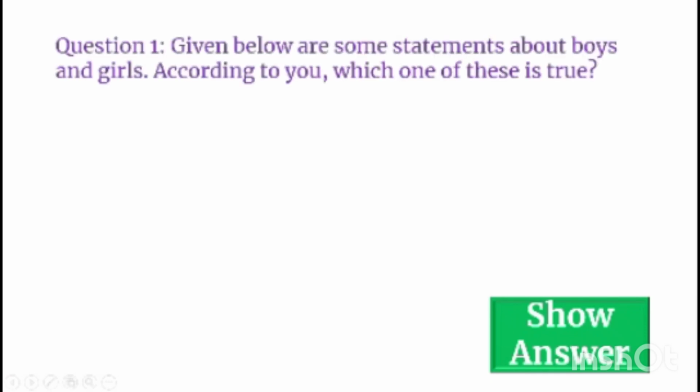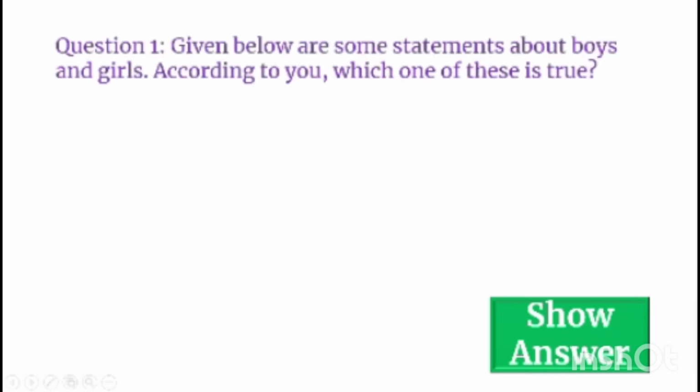Today we will discuss child development and pedagogy questions in this session, which is very important for your CTET 24. So let's get started. The first question on your screen you can see here.